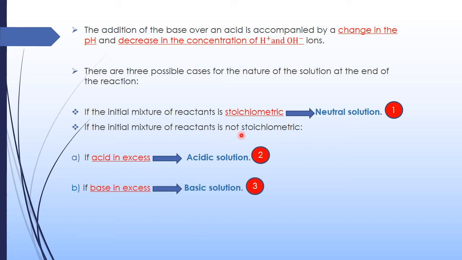While if it's not stoichiometric and the acid is in excess, the ratio of the acid is greater than the ratio of the base, then the solution is said to be acidic, due to the remaining amount of the acid at the end of the reaction. While if the base is in excess, then the solution is said to be basic due to the remaining amount of the base at the end of the reaction. Thanks for listening.